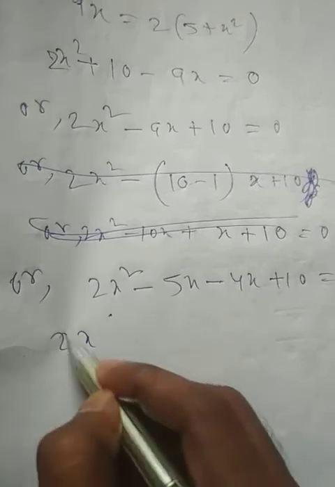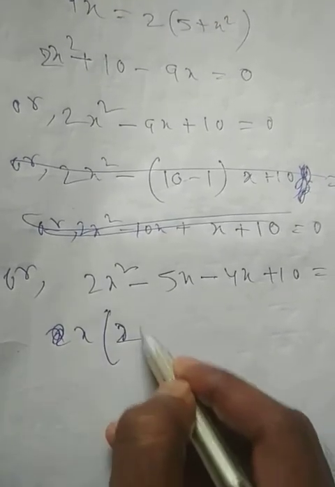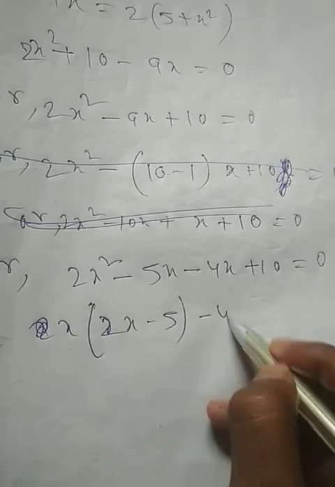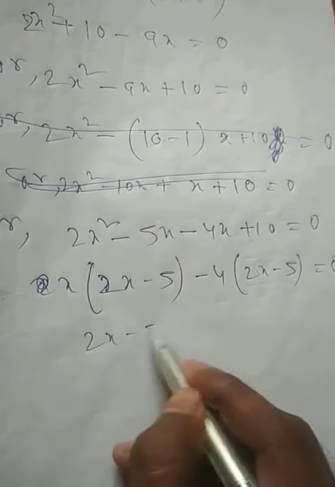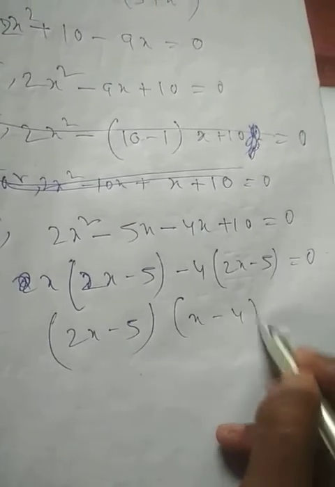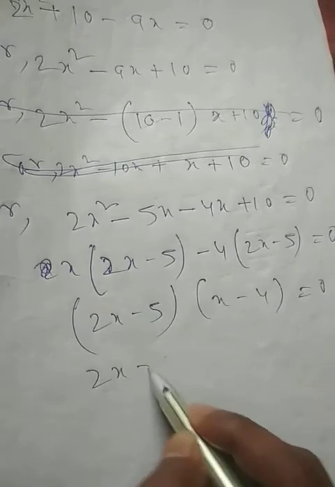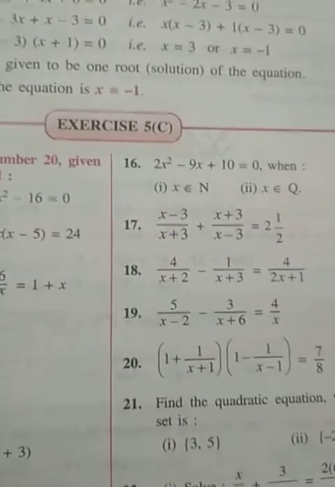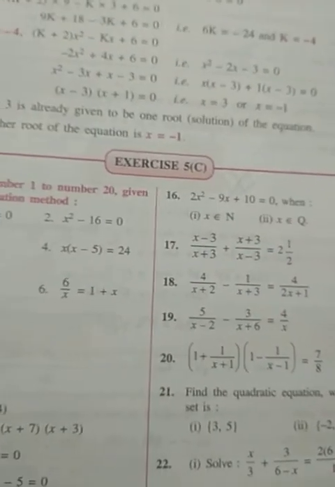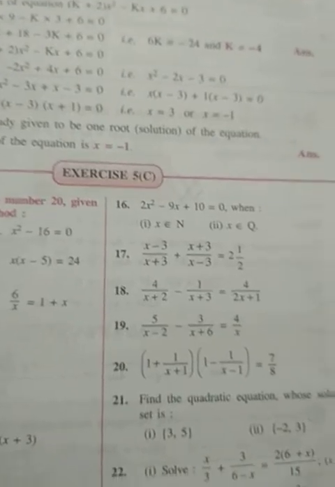So I got 2x minus 5 into x minus 4 equal to 0. So I can say 2x equal to 5, or x equal to 5 by 2, or x equal to 4. In this way you have to find the solution. In the next exercise you can use the formula. There are many maths, many difficult maths also there. You have to solve, factorize or multiply, like I am solving math number 19.